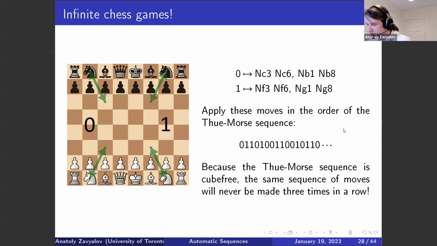What an exciting game. Yeah, very exciting. So after Max Euwe proved this in 1929, and he actually independently discovered the Thue-Morse sequence in his proof, the chess rules were amended to make the threefold repetition rule what it is now. And with the current rule, you can't have infinite games.